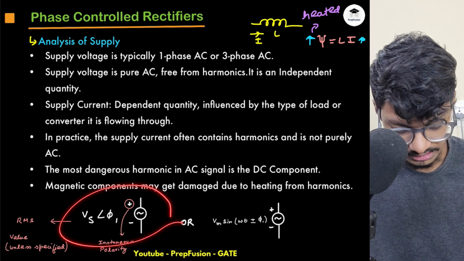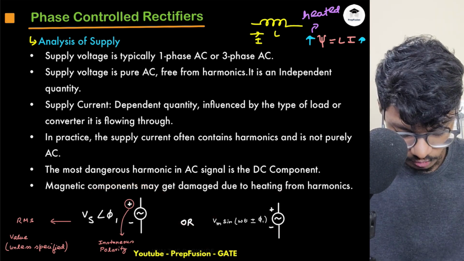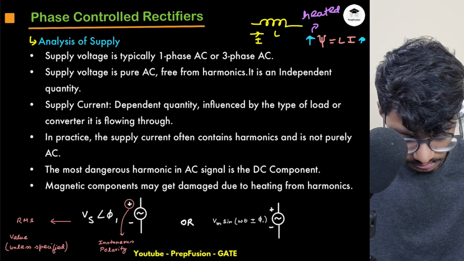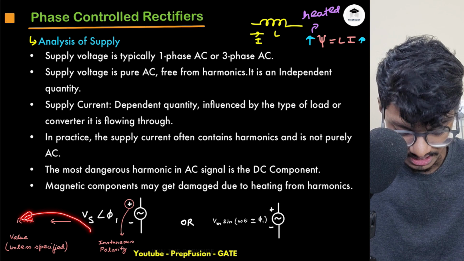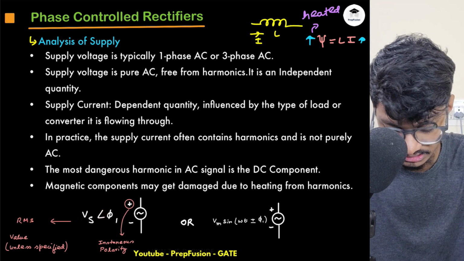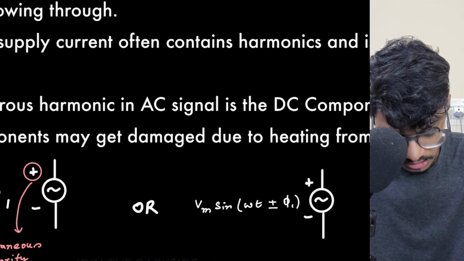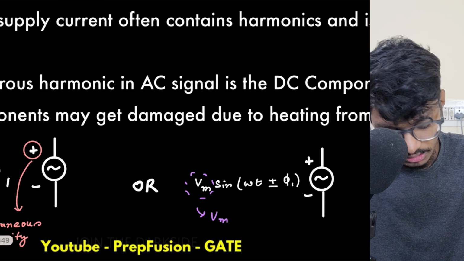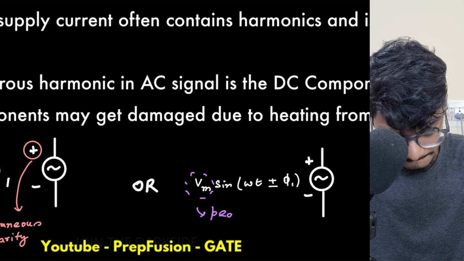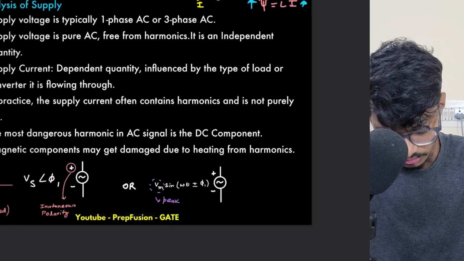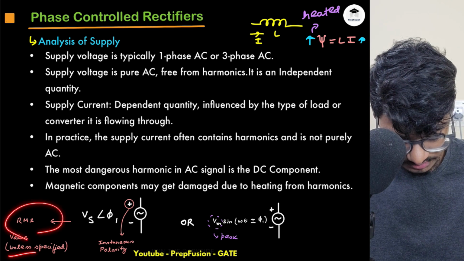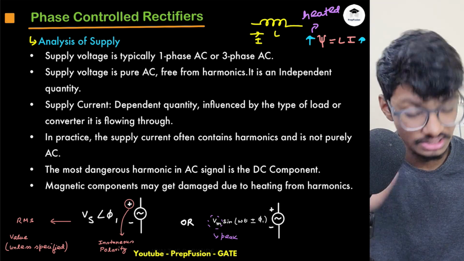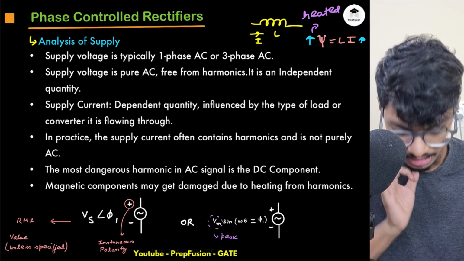Here are a few symbols of the supply. The supply can be written like this: Vs with an angle. Whatever Vs is written, this is always RMS. This Vs is always RMS, and this Vm is always the peak value. So there are two ways to write this. Vm is the peak value and Vs is the RMS. Unless specified, they will specifically say it is a peak, then only we take it as peak. Else, if nothing is specified, we'll always assume Vs as RMS.